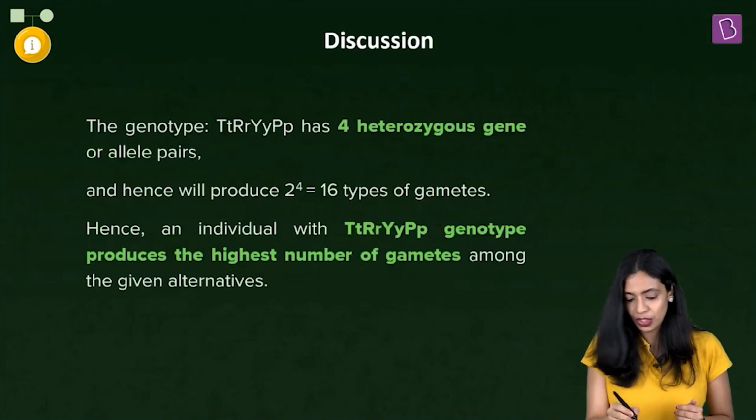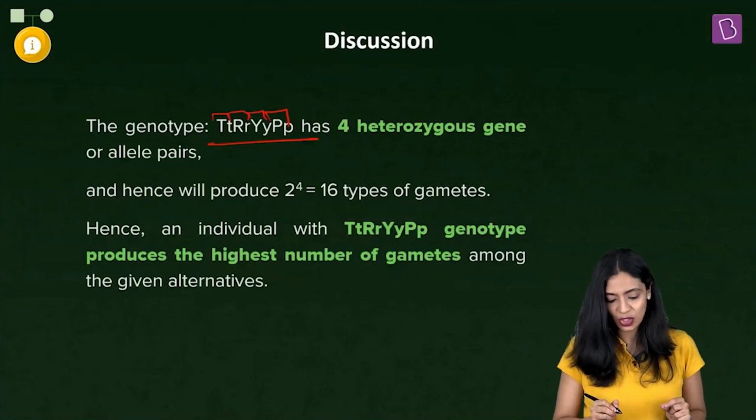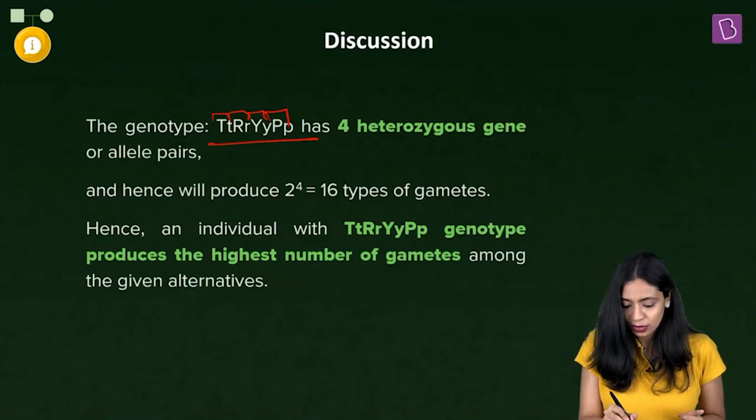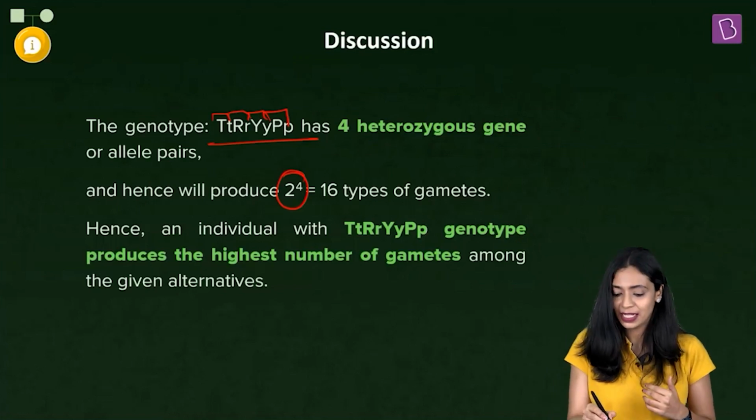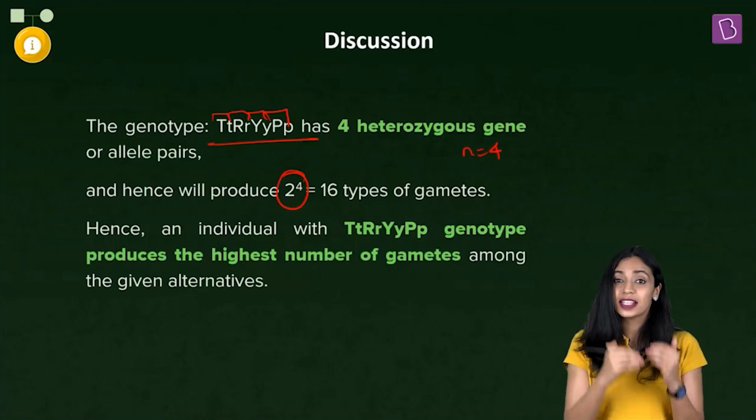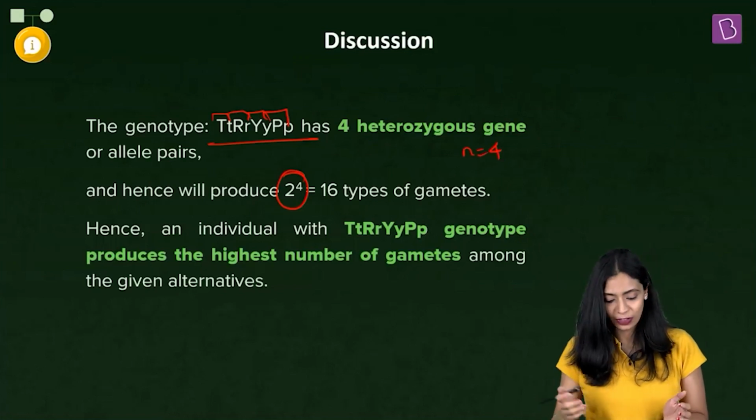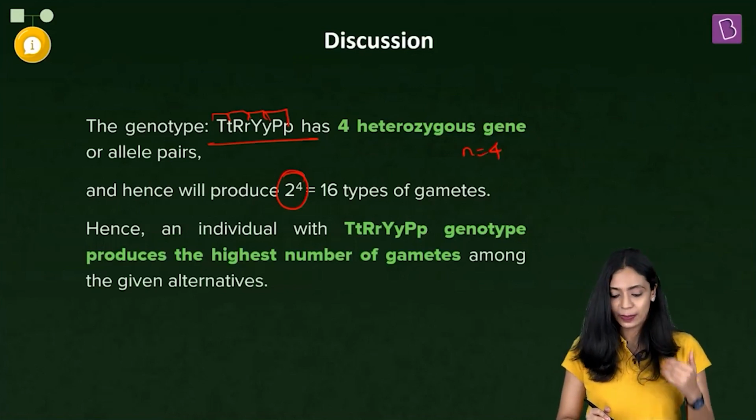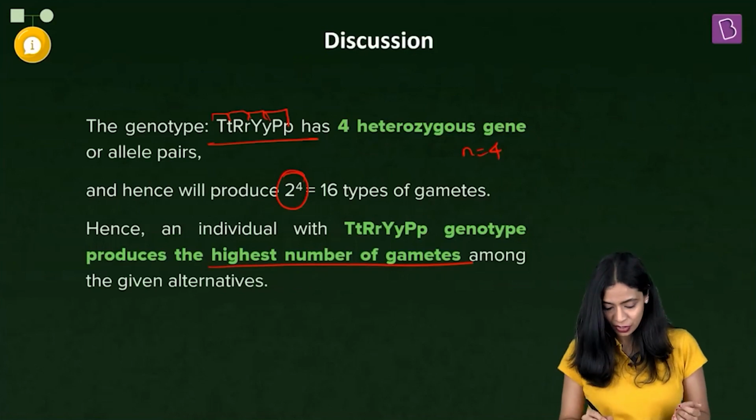Now let's consider option D. Option D has 1, 2, 3 and 4 heterozygous genes or allele pairs. So this will give us 16 different types of gametes, because n here will be equal to 4. 2 to the power of 4 is 16. So this particular genotype will give 16 different types of gametes. Okay, so that is the genotype that will produce the highest number of types of gametes among the given genotypes.